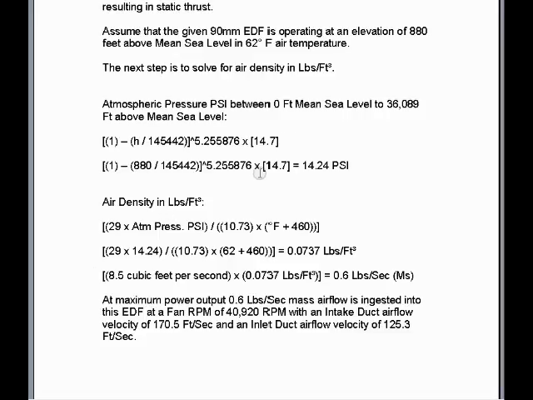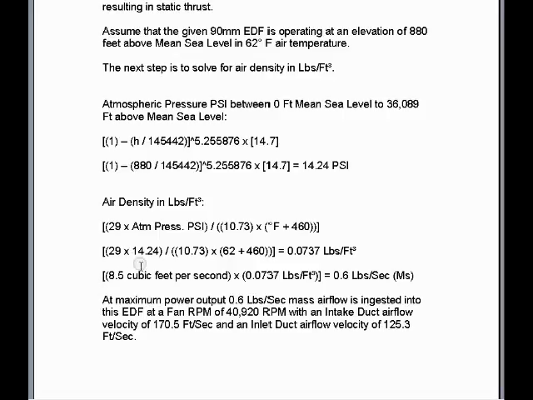Then that value, atmospheric pressure, PSI, multiplied times 29, then divided into the quantity of 10.73, the ideal gas law constant for air, multiplied times the absolute temperature in Rankine degrees, which is equal to Fahrenheit plus 460. In this case, when we do so, we get an air density of 0.0737 pounds per cubic foot when at an elevation of 880 feet above mean sea level and 62 degrees Fahrenheit air temperature.